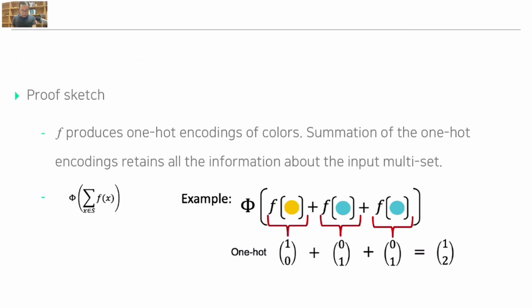So how would you prove that? This is the illustration of the proof of the theorem. We assume that f produces one-hot encodings of color, as in the second aggregate example. When f produces one-hot encodings and we sum all the information like this, we are able to pass the previous failure cases.